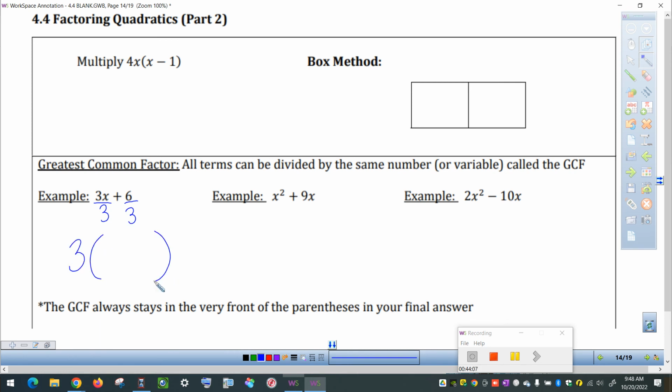The 3 goes in the front of the parentheses, and the result of the division goes in the parentheses. So 3x divided by 3 is 1x. 6 divided by 3 is 2. Now, when you check your answer for something like this, we're not doing FOIL because we do not have 2 parentheses side by side. We're doing the distributive property to check our answer.